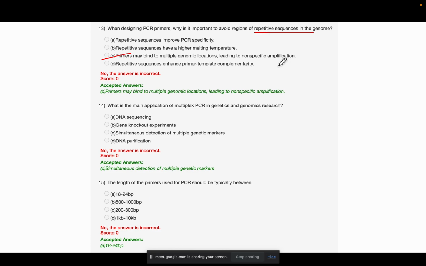What is the main application of multiplex PCR in genetics and genomics research? Options are DNA sequencing, gene knockout experiments, simultaneous detection of multiple genetic markers, DNA purification. So what is the main application of multiplex PCR in genetics and genomics research? Because of the need for simultaneous detection of multiple genetic markers, we do multiplex PCR in genetics and genomics research. The length of the primers used for PCR should typically be between 8 to 24 base pairs.